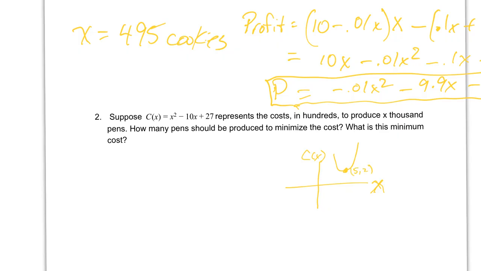Well, what does that mean? It means you should produce 5,000 pens for $200, because 5 is in thousands and 2 is in hundreds. Sometimes in a real world situation, you want to use different scales for x and y, one in thousands and one in hundreds, and you've got to understand how to interpret that once you find a max or a min or an intersection point or whatever.